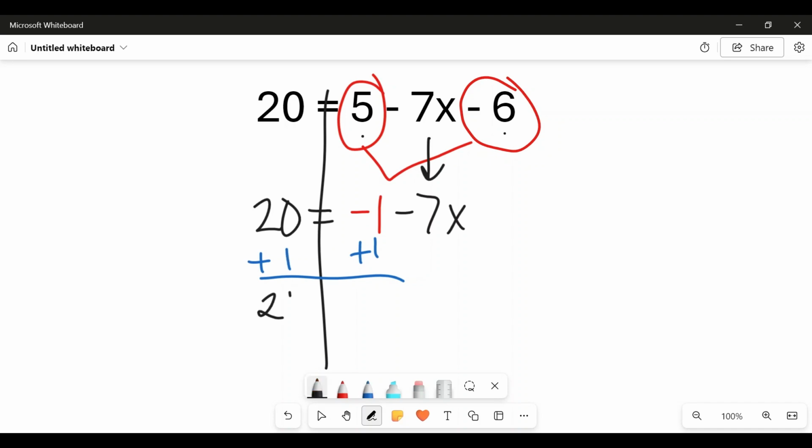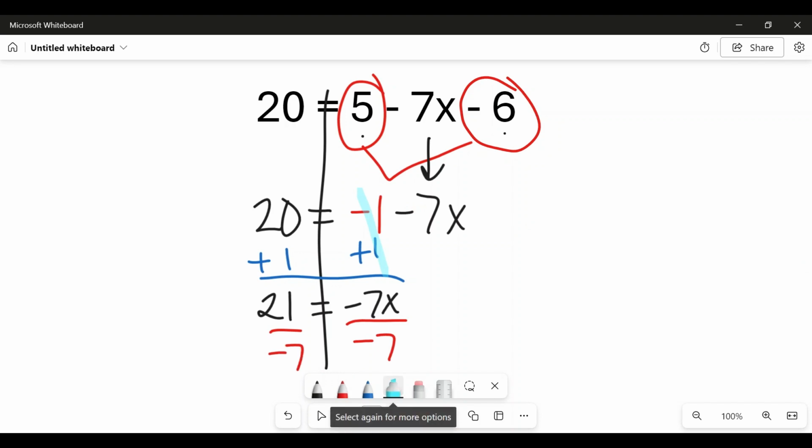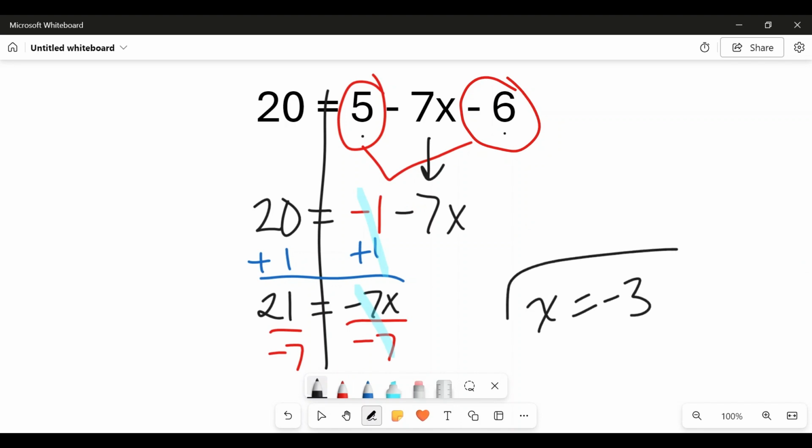We have 21 is, careful, negative 7x, right? Because these eliminate, and don't forget about this negative right here. And then I'm going to divide both sides by negative 7. These cancel. 21 divided by negative 7 is negative 3. That's my final answer. Okay.